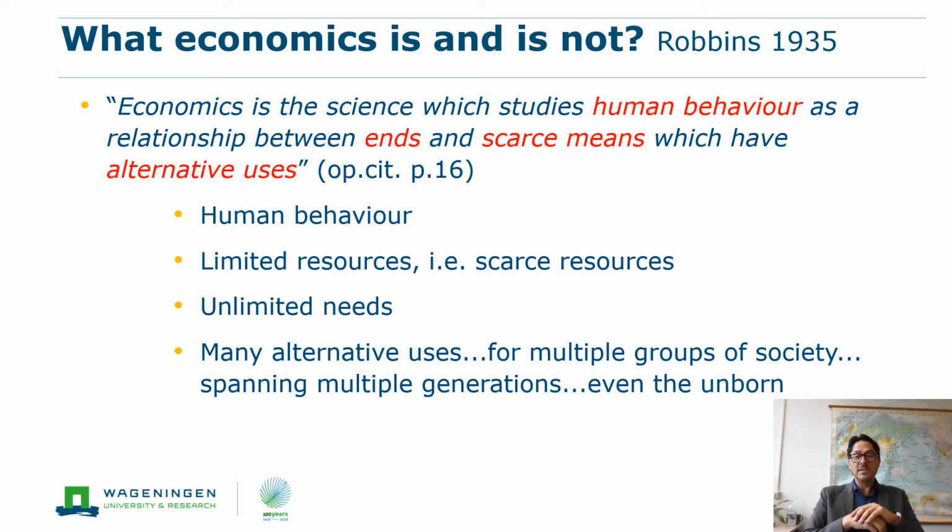The second element that I like about this definition is this focus on alternative uses. Every resource has multiple uses, and it could be for multiple groups of society, it could be across generations, it could even include the unborn. So when we make decisions about using natural resources now, either renewable or non-renewable, we are making trade-offs. We are sacrificing something for the sake of something else. And this is at the core of economics.